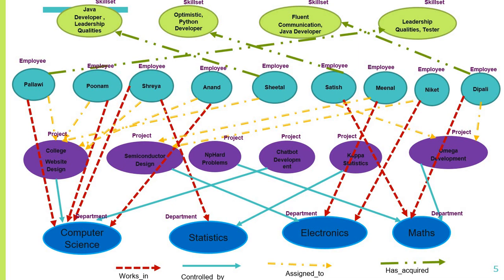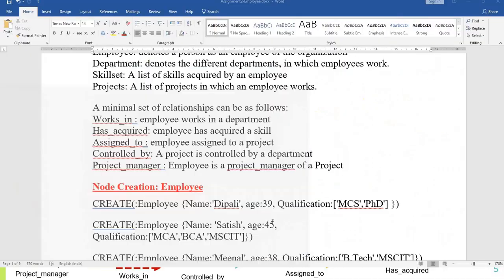Then the next relationship is controlled by. That project is controlled by the department. So it might be possible that one department can control 2 projects. And the last relationship is project manager. Employee can be project manager for that project. So this is the Neo4j modeling for which we are going to develop a Cypher query model, and we have to fire the queries in Cypher query language. So let us go ahead.